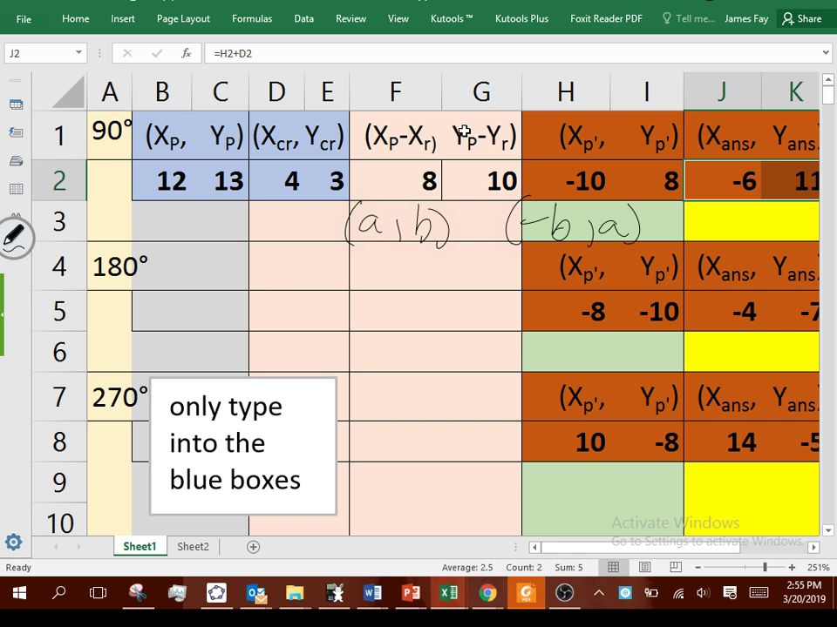Number 4 here would be 11, negative 13. And we'll rotate around.